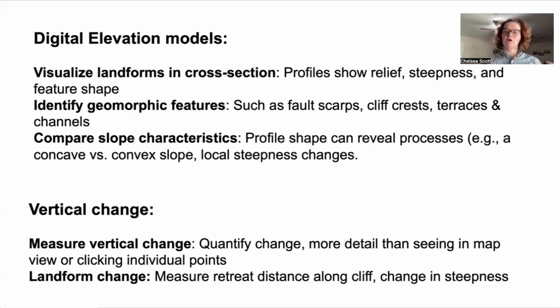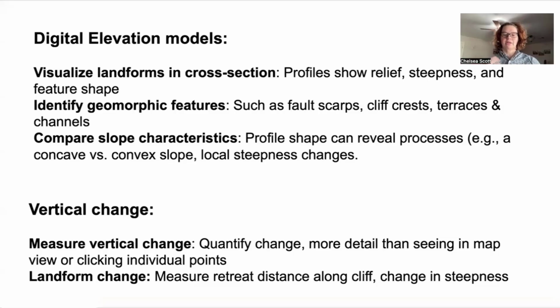You can also make profiles across maps of vertical change. For example, this is helpful to really nicely be able to quantify change. As I'll show you, we can then better see the change in elevation from a landslide. And this can add more information than looking in map view or clicking on individual points when you're interested in quantifying that change. And you can also see how landforms change.